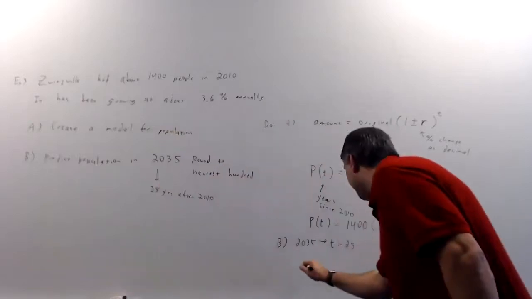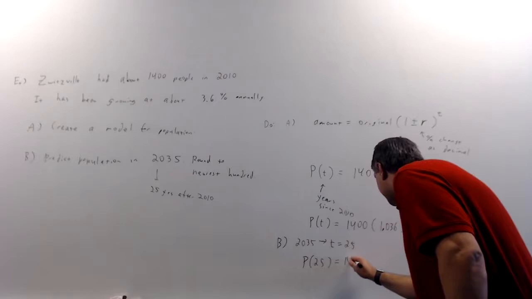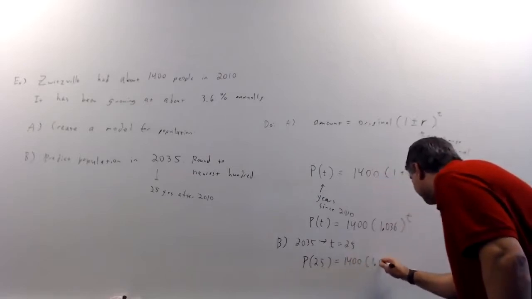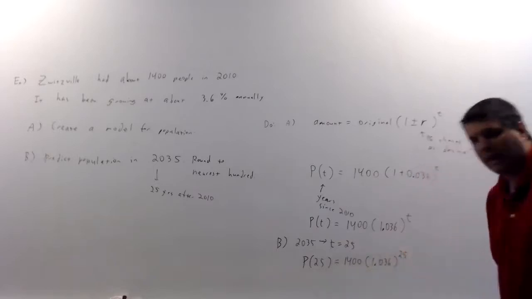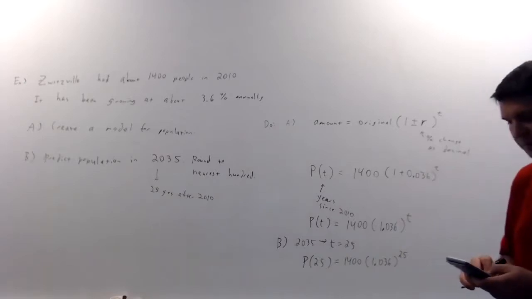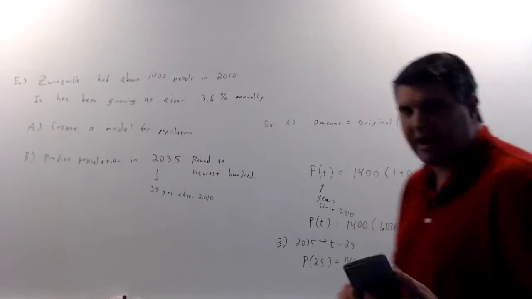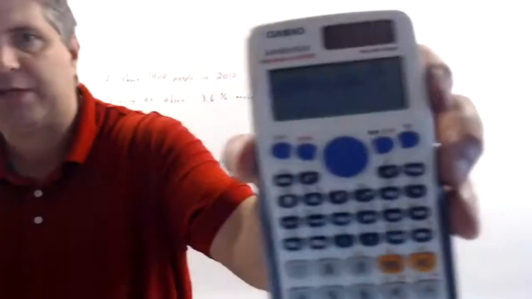All right, so P of 25 equals 1,400 times 1.036 to the 25th power. Now, most calculators, you could just enter this in exactly as is: 1,400 times parenthesis 1.036, your generic exponent button, 25. This is what it would look like on the calculator that I'm using.